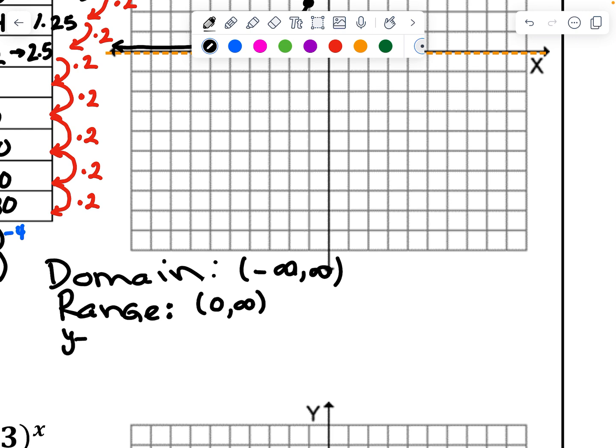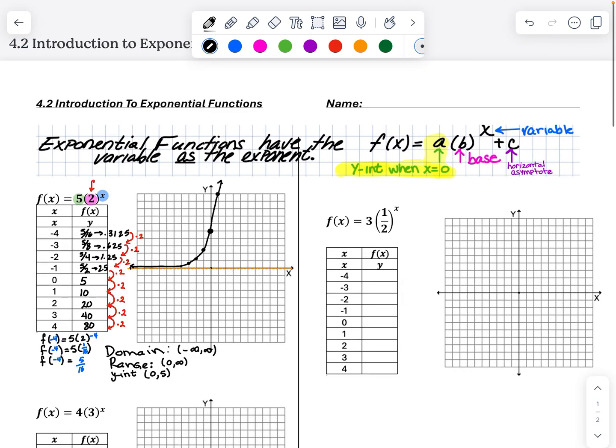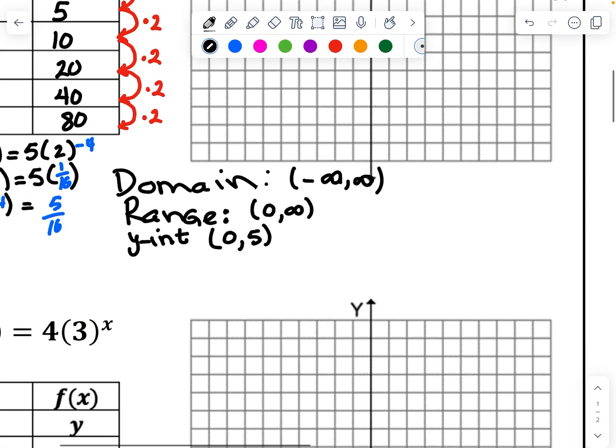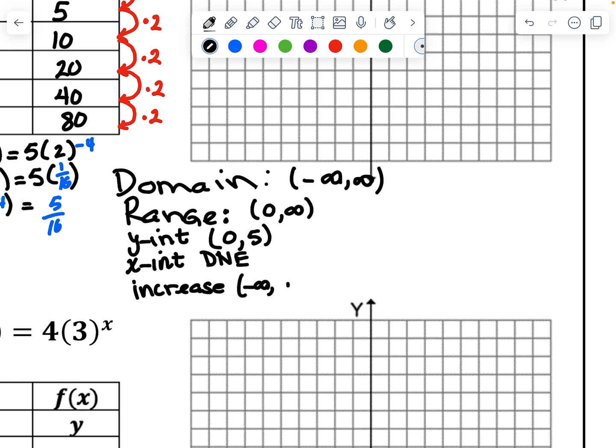The y-intercept, we know, was 0.5. By the way, we know that from our rules right here that we have highlighted in yellow. Our x-intercept, there isn't one, because the horizontal axis is the asymptote. So that does not exist. And by the way, it does increase. Once you get on this graph, it continues to rise as it moves to the right. So it is going to increase from negative infinity to infinity.